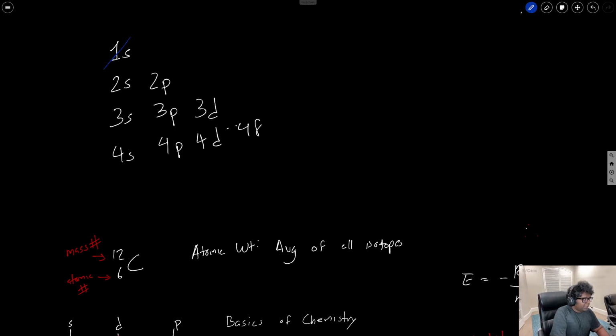With 1s, you go down like this: 1s, 2s, 2p, 3s, 3p, 4s, and then you go to 3d, and you fill out 4p and 4d. So just know it's like a zigzag pattern with the aufbau principle.